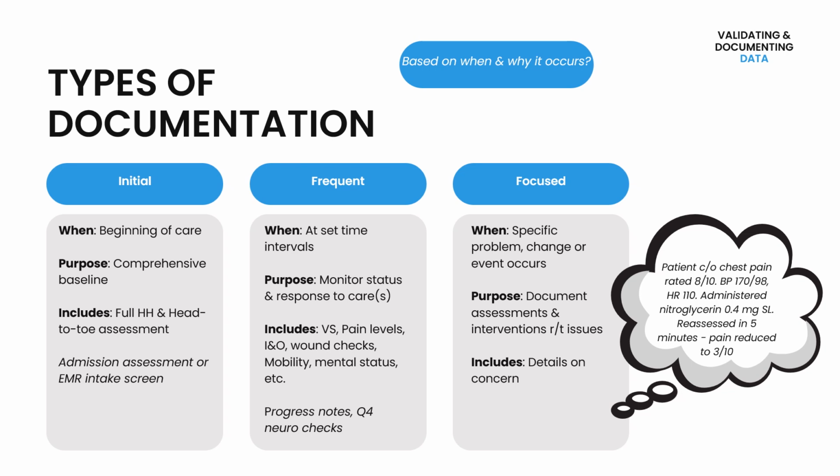And then next you have frequent. This is going to occur at set intervals. So during a shift, you may have to do Q4 neuro checks. So this would be a frequent documentation of those Q4 neuro checks. The purpose of this is to really monitor the status and response to different cares throughout a shift. And this includes not only those Q4 neuro checks, like I gave an example of, but we're assessing pain levels, vital signs, I's and O's, any type of wound check, mobility, mental status, etc.